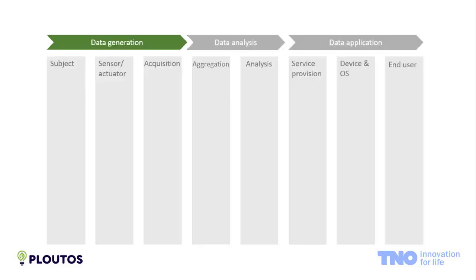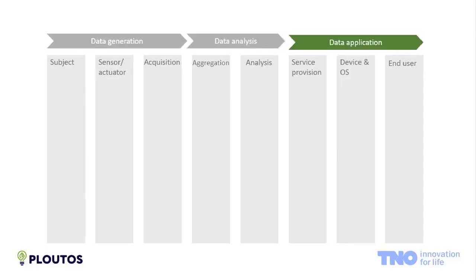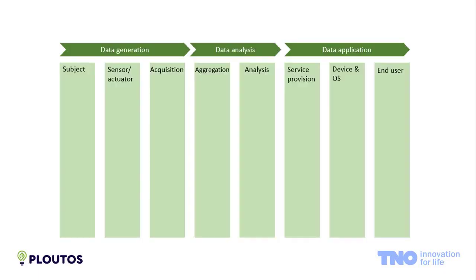The DAMIAN template is divided into three main categories. The first category focuses on detailing how data is generated. The second category elaborates on how data is transformed and analyzed. The last category indicates how data is applied to create value. Under each category there are different columns. Filling in these columns helps to get a more detailed understanding of how to effectively deploy data to create value.